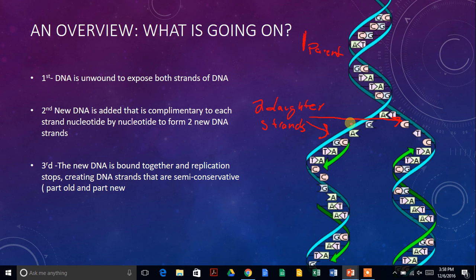Each new double-stranded piece of DNA has one strand that came from the parent strand and one brand new strand that was synthesized nucleotide by nucleotide from the template strand. This is what we call semi-conservative because it only synthesizes one brand new strand per new double helix of DNA and utilizes one parent strand. So half is old, half is new.